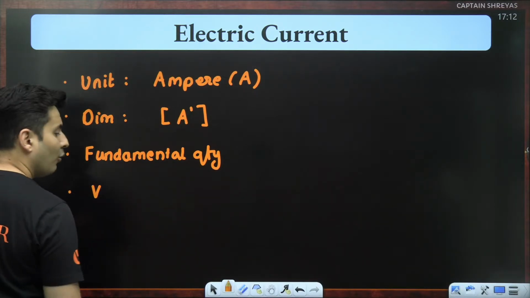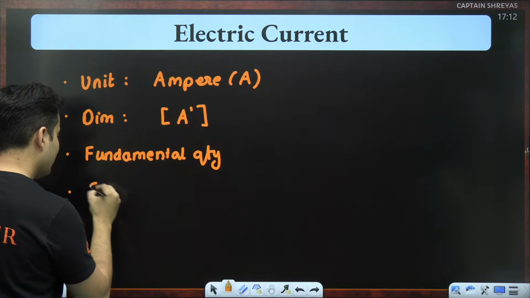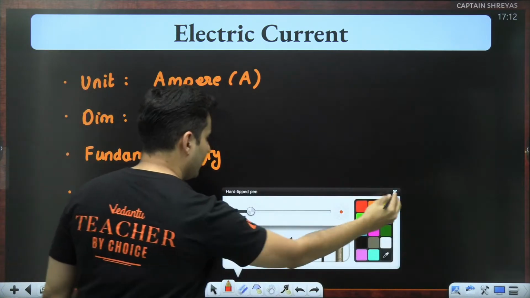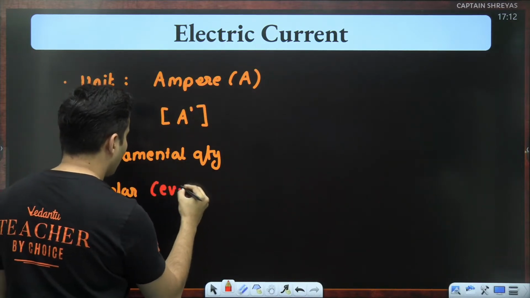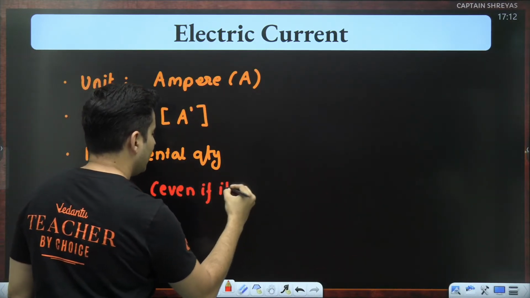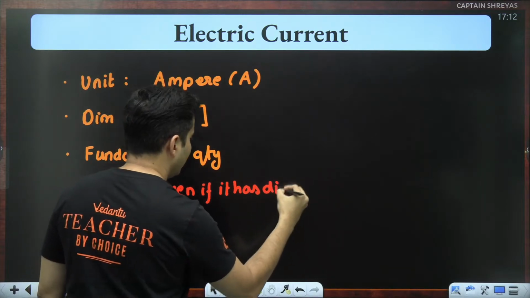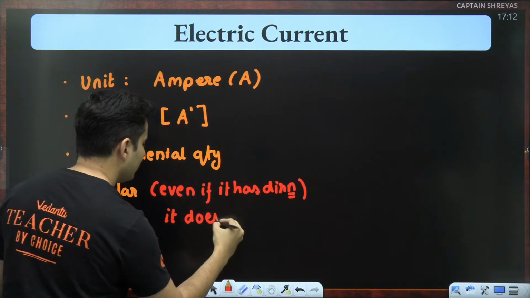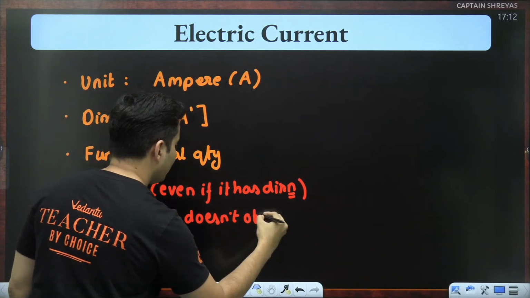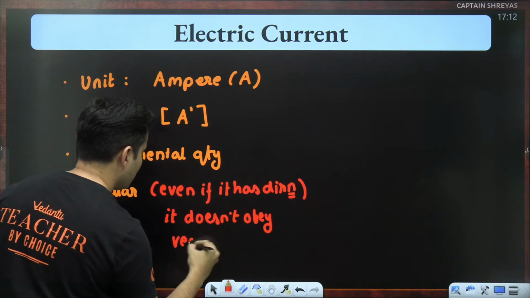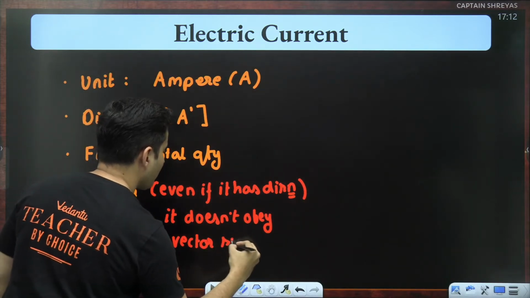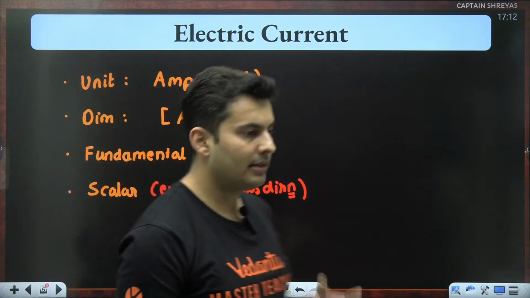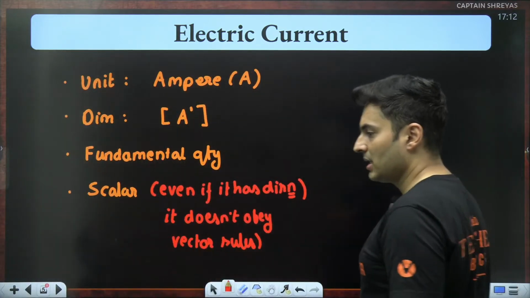Also, is it a vector or a scalar? No, it is a scalar. And this is very, very important. Even if it has direction, the reason for that is it doesn't obey vector rules. All those vector addition rules, it basically doesn't obey. That is why it is a scalar quantity. Keep this in mind, right?